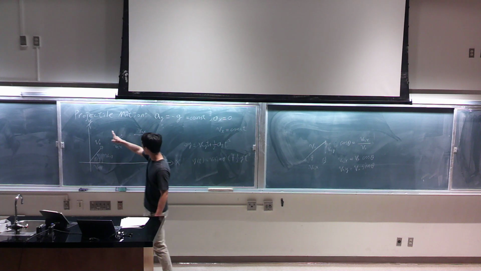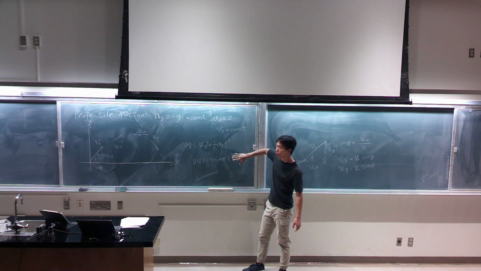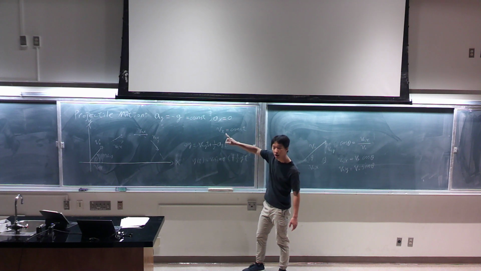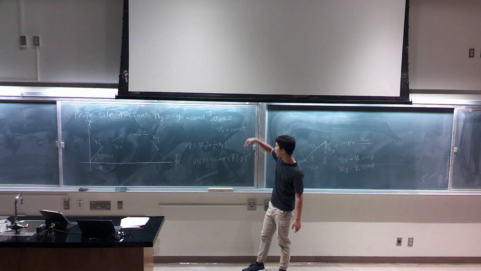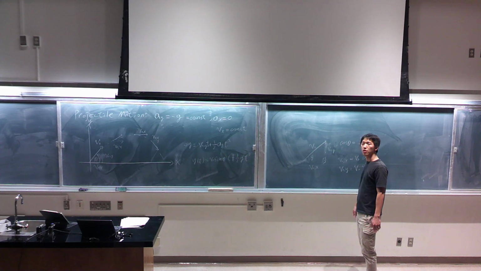It's going to go up and then go down. So the first term will grow with t and maybe go up. But as t becomes bigger, the second term is negative, so it will go down again. Okay? Any questions so far?